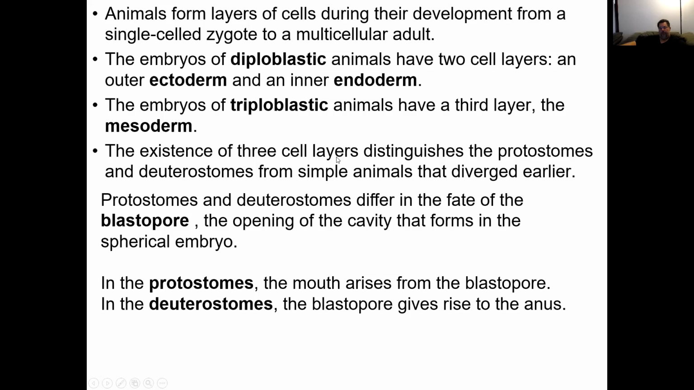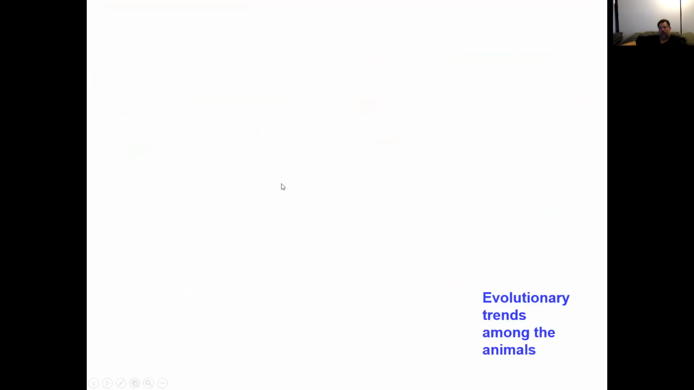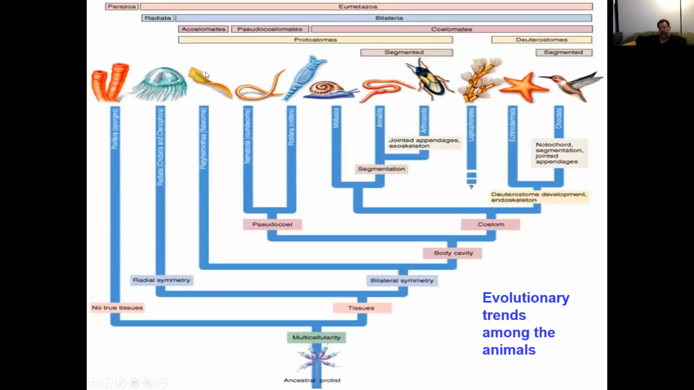So the existence of three cell layers distinguishes the protostomes and the deuterostomes from simple animals. So jellyfish and sponge don't have those different layers. I don't believe, we might need to check on flatworms, but I don't believe they do either. So that's an example of a protostome that still has two layers. So anyway, we're going to go explore these different things, and it'll help you to understand how we group the animals on this chart here. So here's the protostomes, deuterostomes. So all these animals that are here are protostomes.